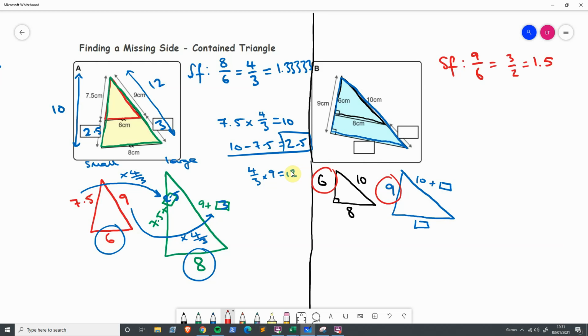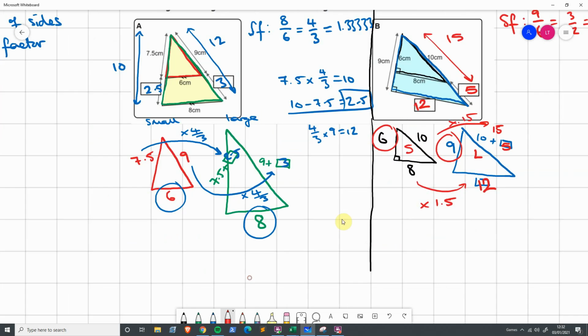You don't even need to simplify it if it's a calculator question, because you can just type that in your calculator, can't you? So to get from here to here, I'm going to times by my scale factor, because I am going from small to large. I'll write that in the middle there, small and large. So 8 times by 1.5, that is going to give me 12. So this length here is 12. And then 10 times by 1.5, that would get me 15. So therefore this box is 5, because that full length would be 15. So hopefully you got them.